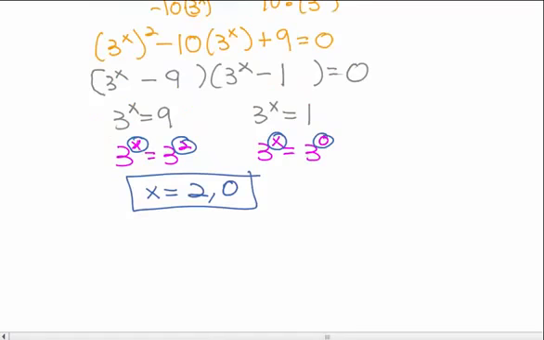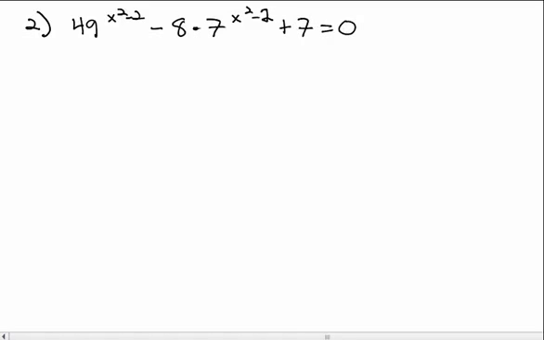Let's take a look at one last problem. How about 49 to the x squared minus 2 minus 8 times 7 to the x squared minus 2 plus 7 equals 0. I want to notice that it almost looks quadratic in form if that 7 to the x squared minus 2 was our variable.